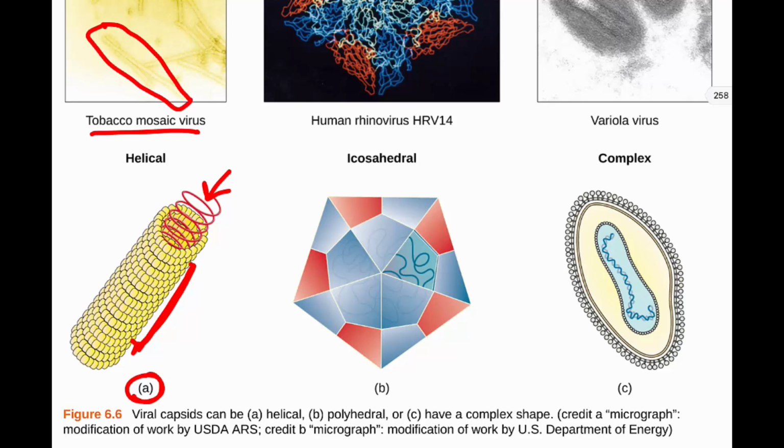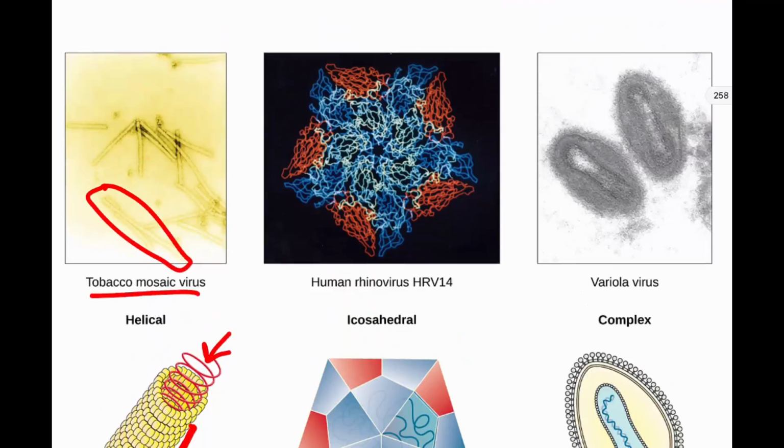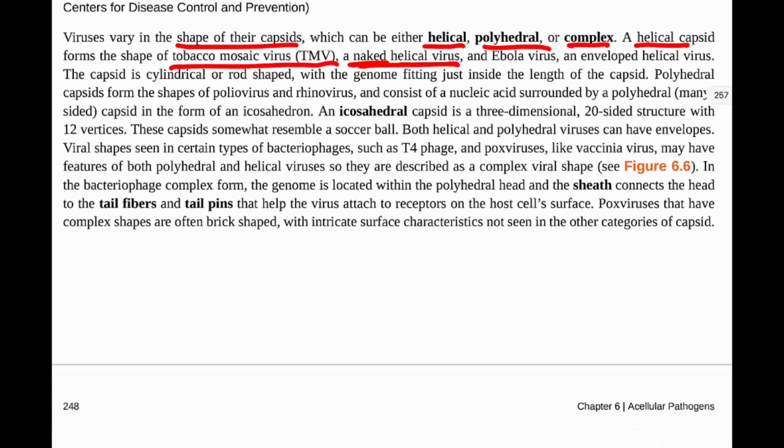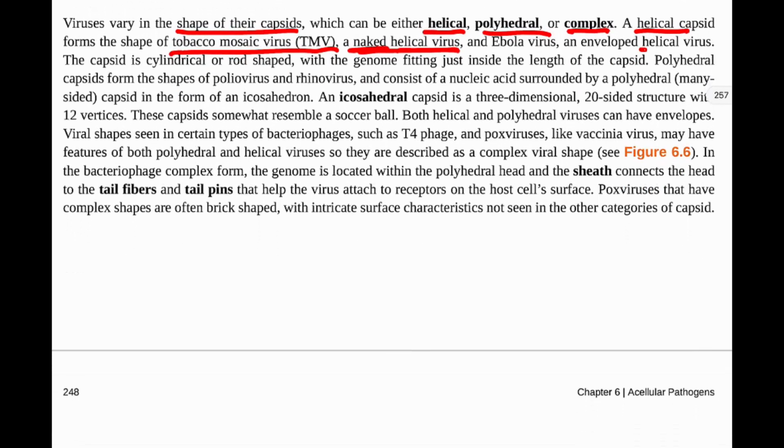Also, the Ebola virus is a helical virus, but it is an enveloped virus, so it has an envelope. So we have our TMV, or tobacco mosaic virus, which is a naked helical virus, and our Ebola virus, which is an enveloped helical virus. It's cylindrical or rod-shaped, as we saw, with the genome fitting just inside the length of the capsid.